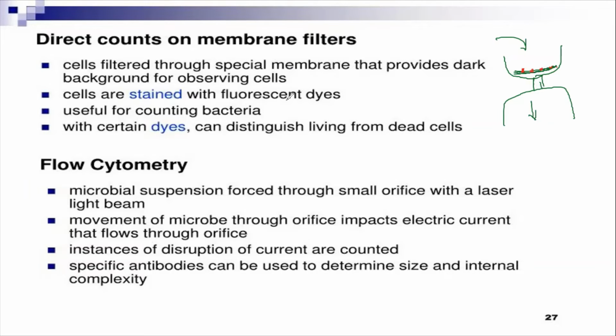So cells are stained with the fluorescent dyes, and then you can actually calculate. There are certain dyes which can distinguish between living and the dead cell. So you know there are certain dyes which will be taken up by the living cell. So जो आपको stained bacteria दिख रहे हैं, those are your living cells. Rest all it will be your dead cells.